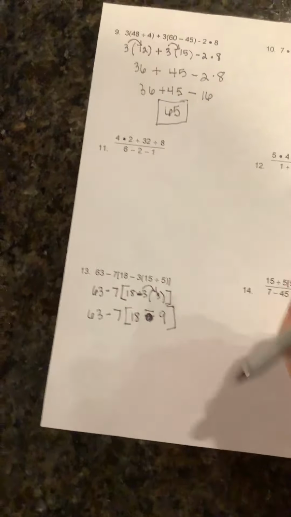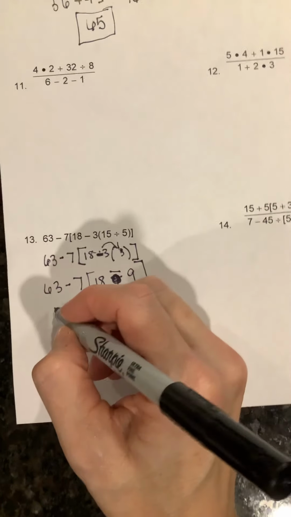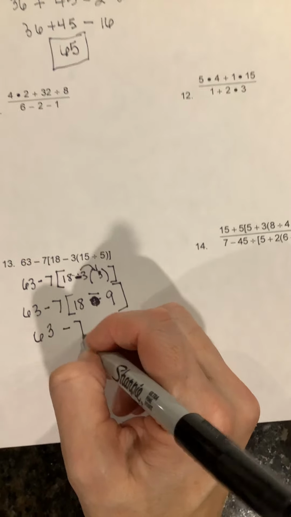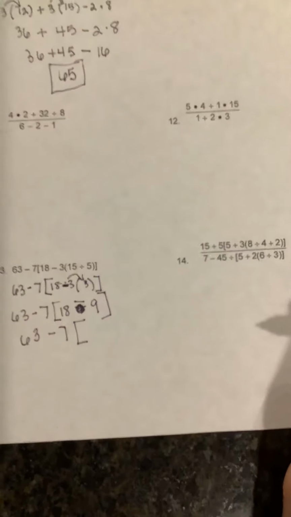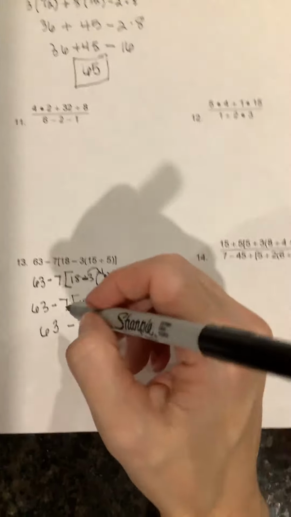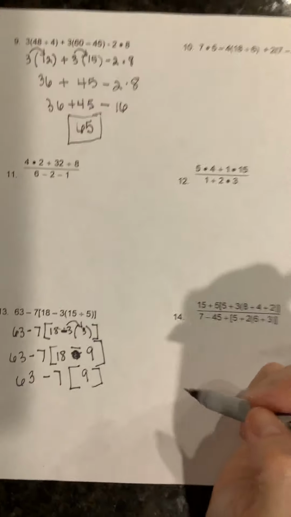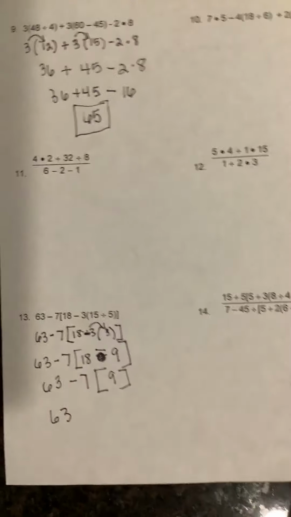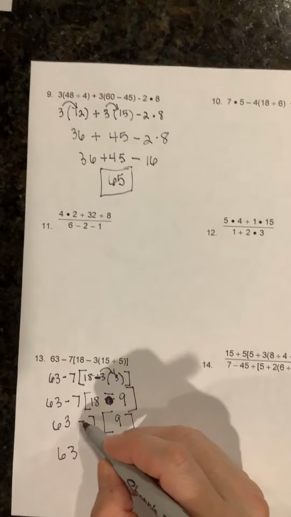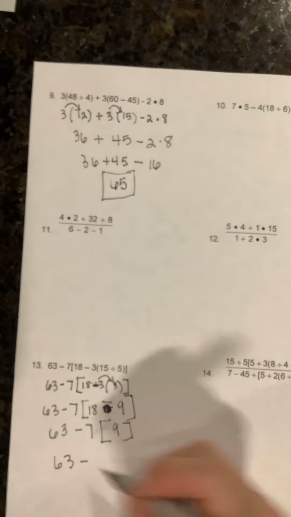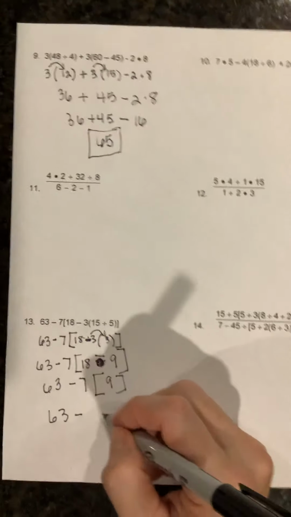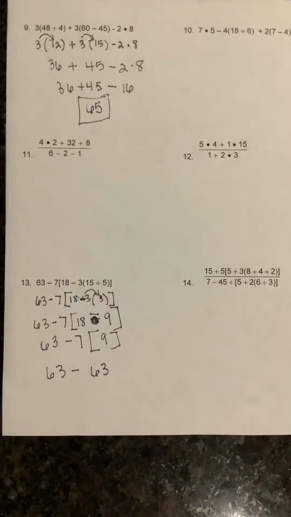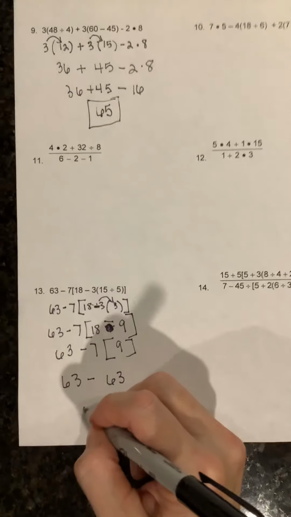So now I need to do what's inside the bracket first. 63 minus 7. Okay, and 18 minus 9 will give me 9. Okay, now I have a bracket here and I have a number right next to it, so I'm going to multiply. So I'm going to bring down my 63. Negative 7, okay, negative times a positive gives me a negative, and 7 times 9 is 63, and 63 minus 63 is 0.